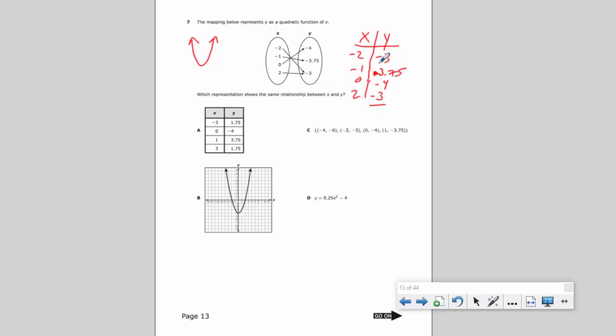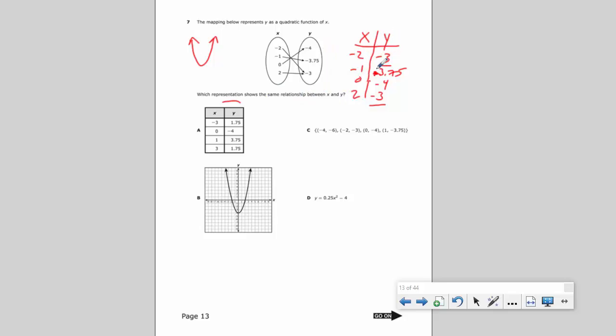As you notice here, the y value repeats, but that's okay. Y is allowed to repeat. It is still a function. If you see x values repeating, that's a red flag. It's likely not going to be a function. But this one is so far. So which representation shows the same relationship between x and y?